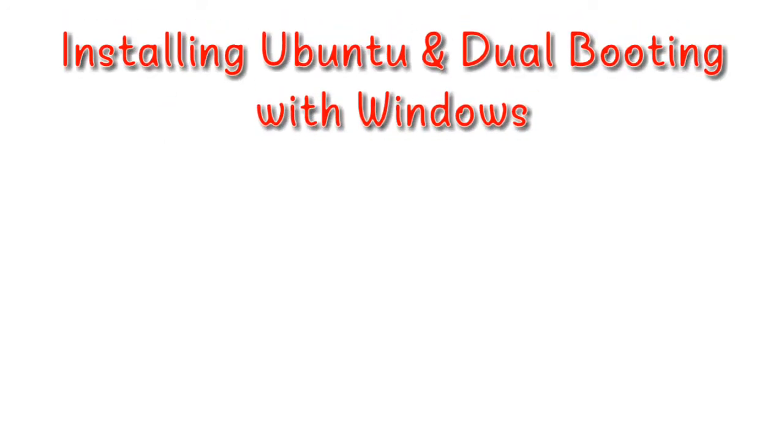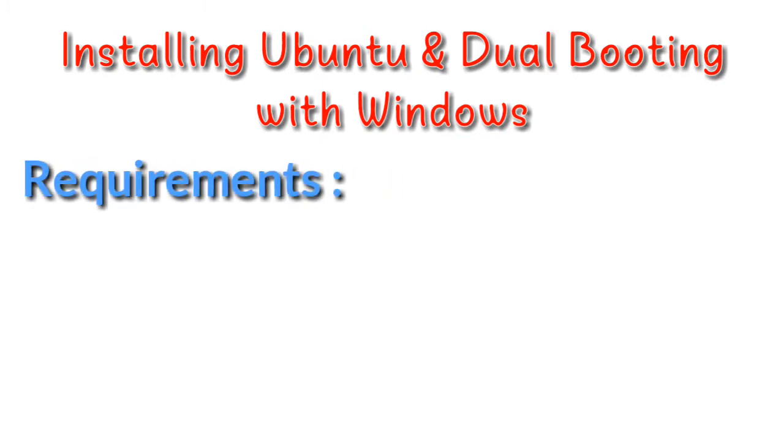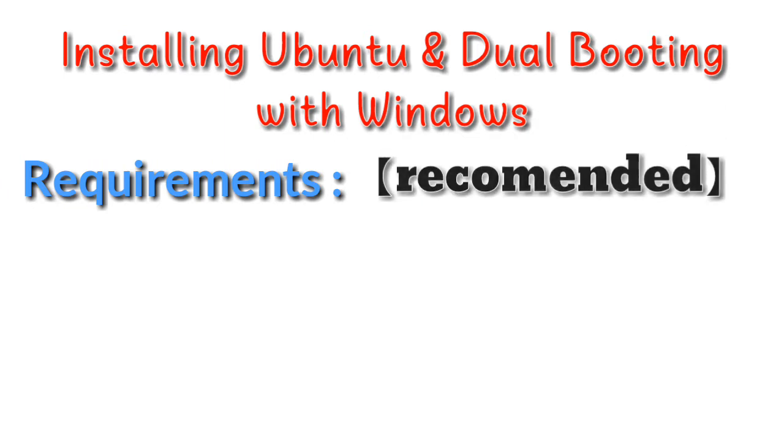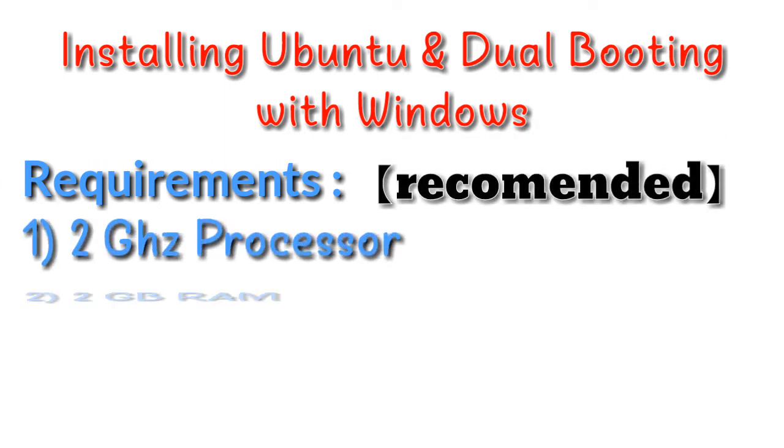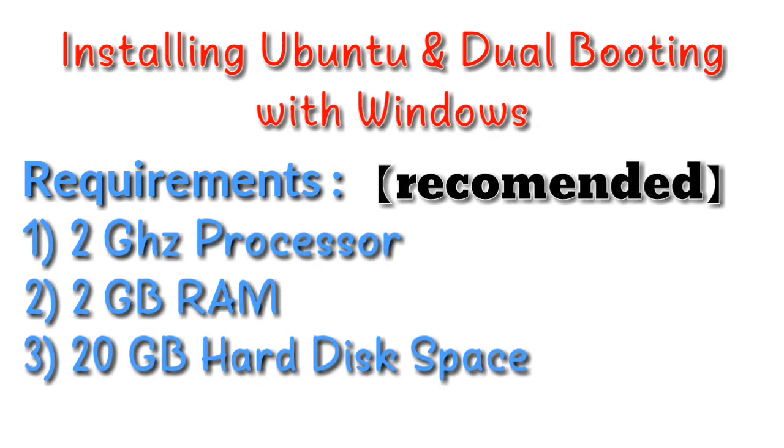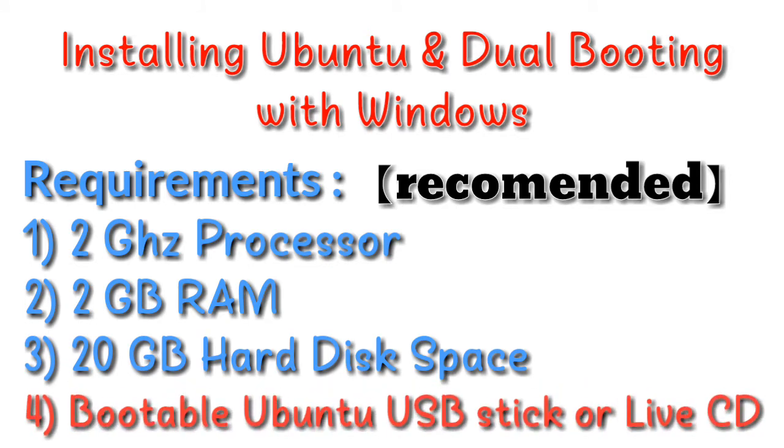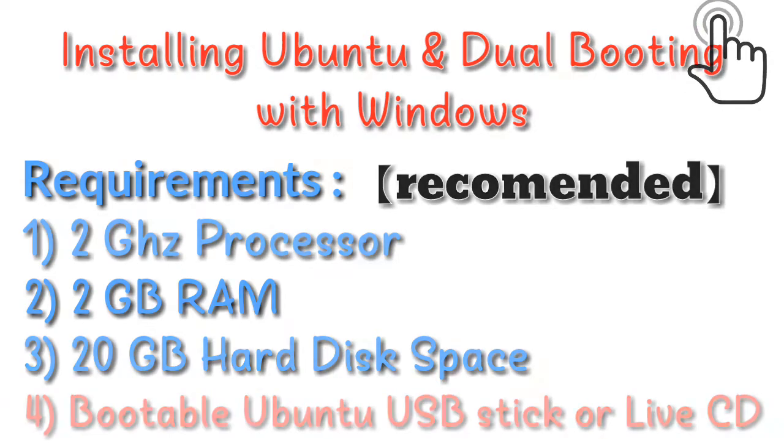In this video we are going to see how we can install Ubuntu and dual boot it with Windows. Actually, I am dual booting it with Windows 8. The recommended requirements are a 2 GHz processor, 2 GB of RAM, 20 GB hard disk space and a bootable Ubuntu USB stick or live CD. Click the link above to know more about it.